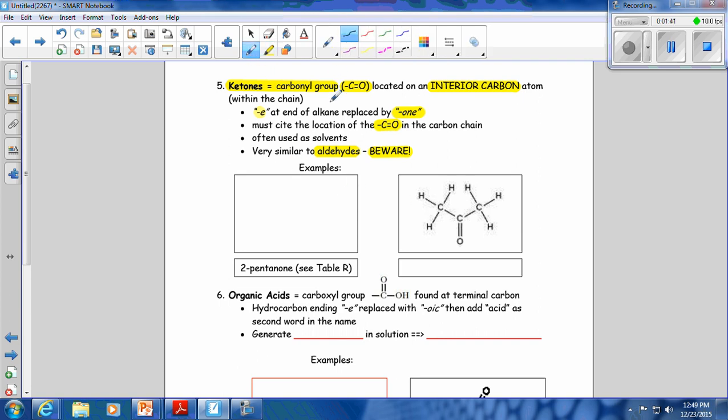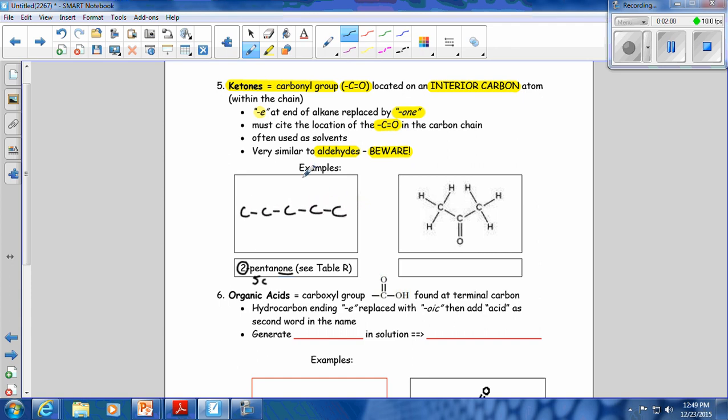Okay, here we go. First example, we have two. You can see that the ketone has been named pentanone. All right, we're dealing with pent. So we know we have a 5-carbon chain. Here are our 5 carbons.